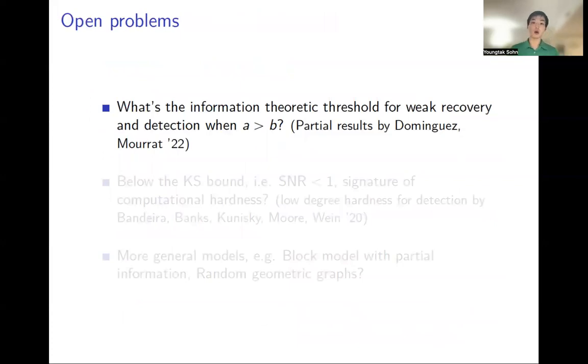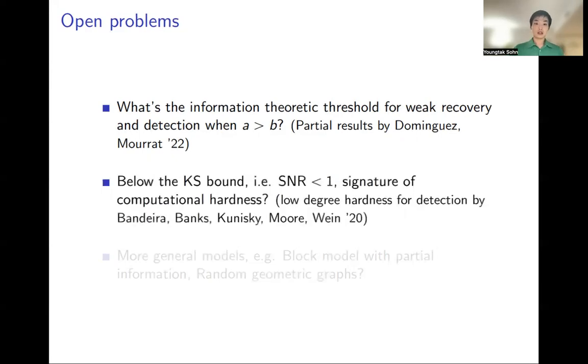So I'll end with some open problems. The first problem one can think of is: what's the information-theoretic threshold for weak recovery and detection when a is greater than b? In the disassortative case where a is less than b, this was established by Mossel et al. In the assortative case, there was recently a partial result by Dominguez and Mourrat. Also, one can ask about signatures of computational hardness below the KS bound. Recently, low-degree hardness for the detection problem was established by Bandeira, Banks, Kunisky, Moore, and Wein.